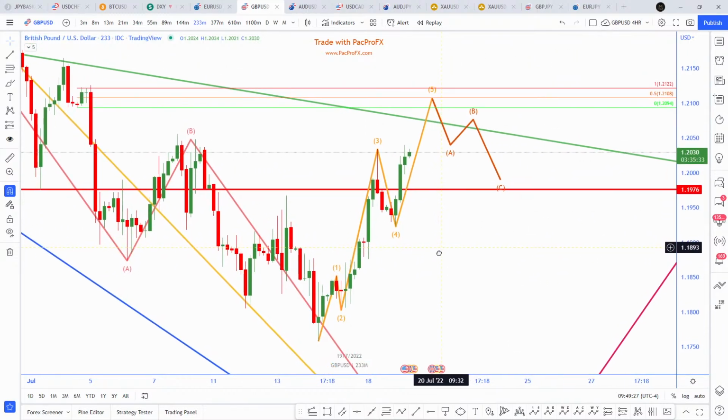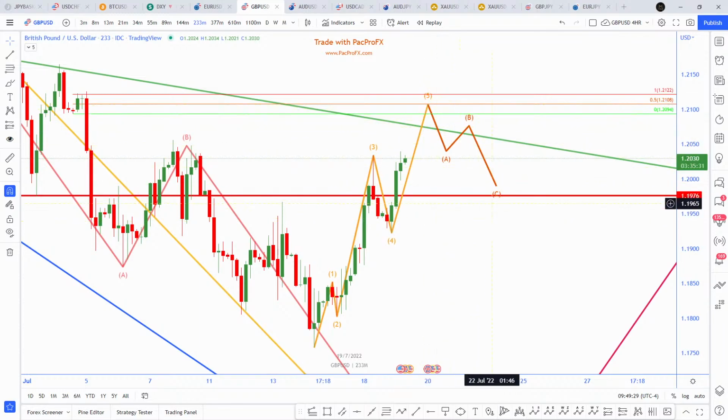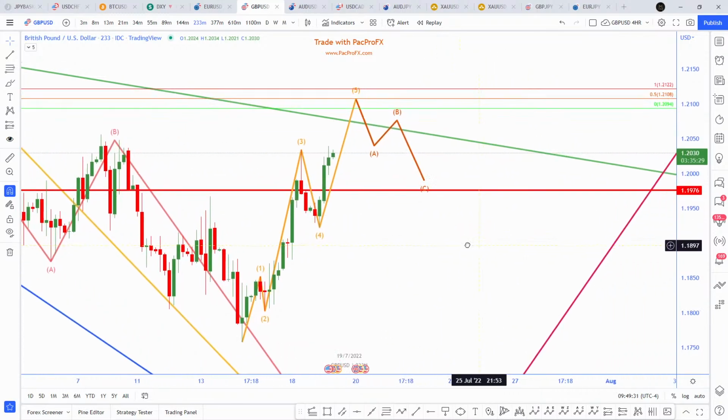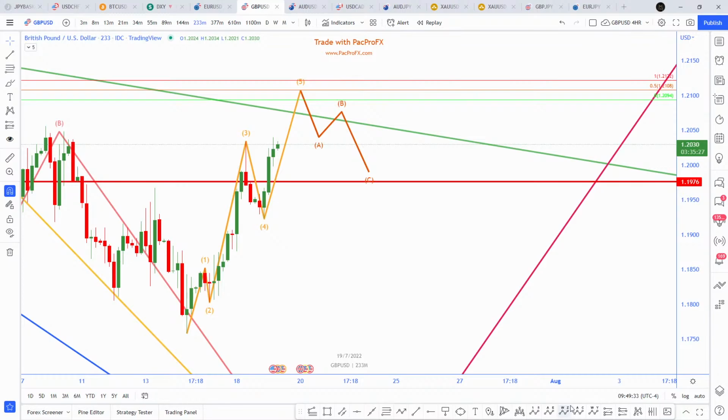Alright, so this might be wave A. We might get a wave B and C after this. So this is just the beginning parts of it. If it continues up, then we'll continue a 5-wave pattern from here. So let's put a little eye out here. We'll watch out for that, and we'll see if it continues up or not.